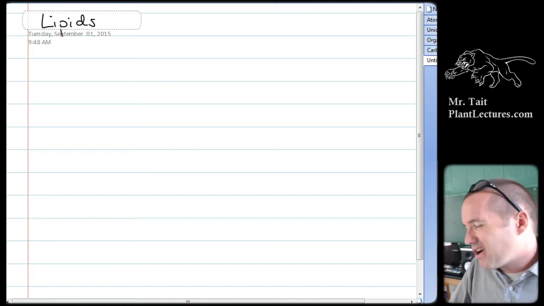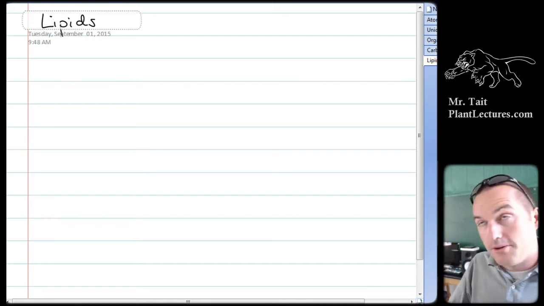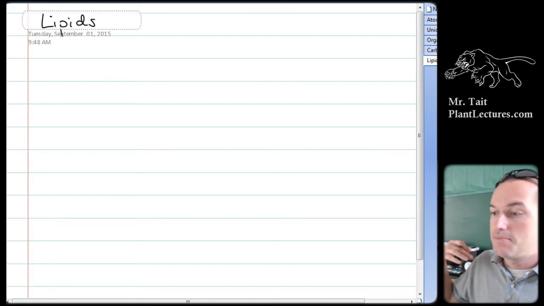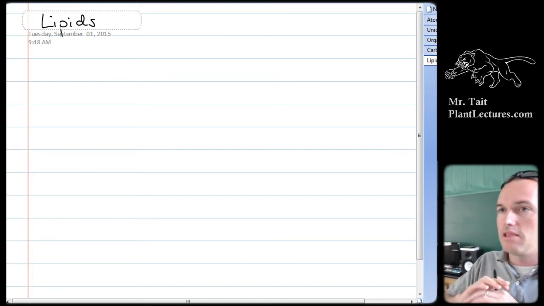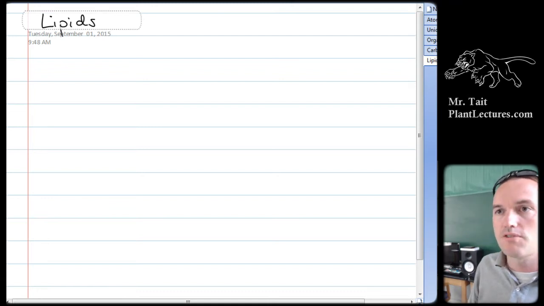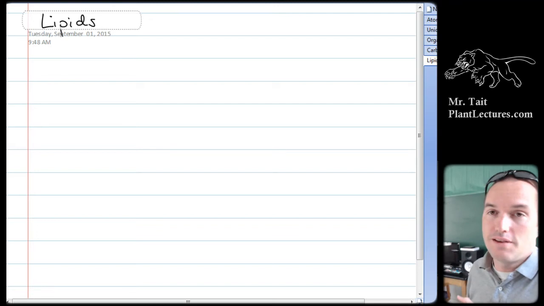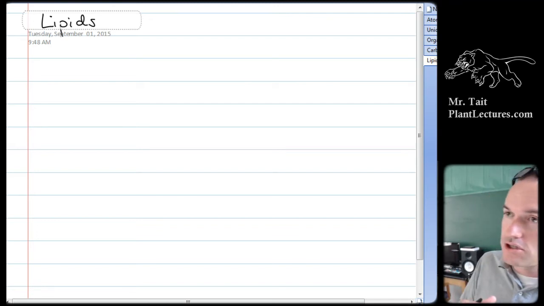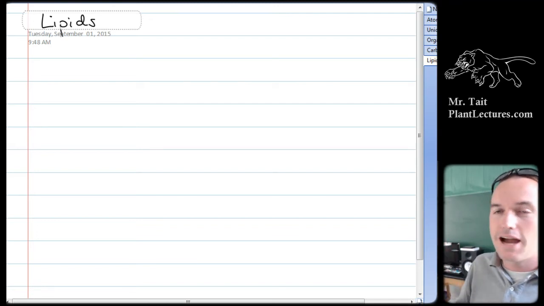Unlike carbohydrates and nucleic acids and proteins, lipids are a very large, generic class of molecule. The general definition for a lipid is anything that is organic, so it contains carbon, and large, so it's a big molecule, and it's hydrophobic. And so there are lots of molecules out there that fit under that category.